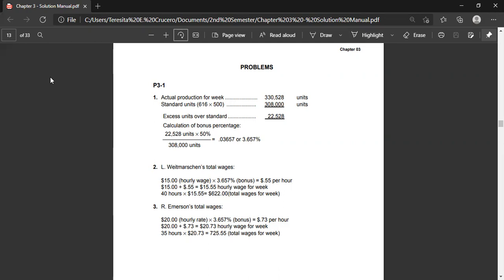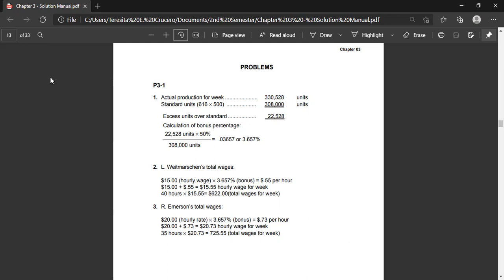The production record for the week shows the following: hours worked, then production units. For Monday, hours worked 112 and the production units is 61,040. So up to Saturday, the total hours worked is 616 with 330,528 units.